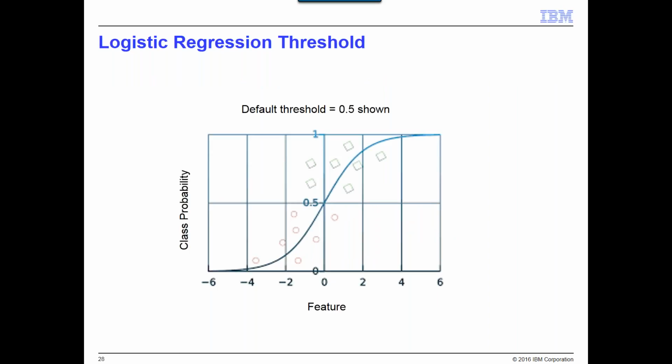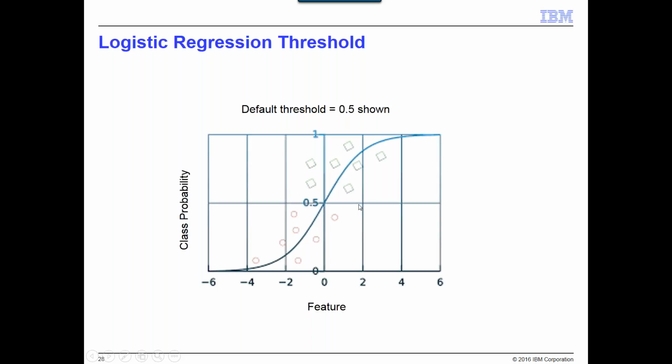So another thing you need to think about in binary classification with logistic regression is, okay, where do I draw the point? What that curve I showed you on the previous slide is, on the vertical axis is the class probability. It's going to make a determination: what is the probability that this set of features falls within this category? And where do I draw the line?